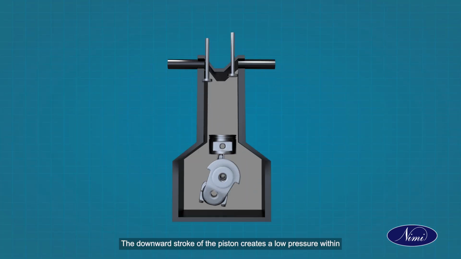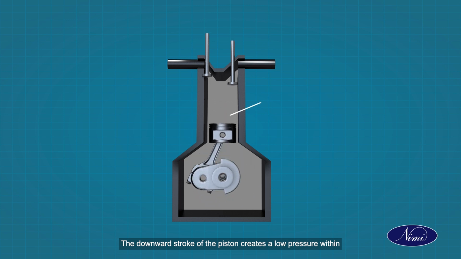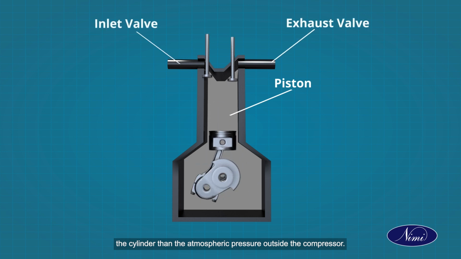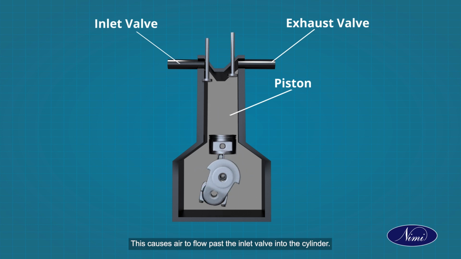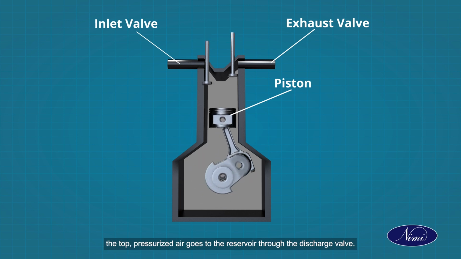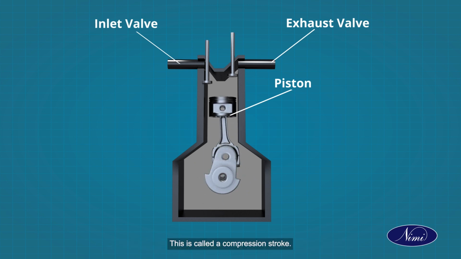Intake stroke. The downward stroke of the piston creates a lower pressure within the cylinder than the atmospheric pressure outside the compressor. This causes air to flow past the inlet valve into the cylinder. As the piston moves up, it compresses air. Pressure keeps the inlet valve closed, and when the piston reaches the top, pressurized air goes to the reservoir through the discharge valve. This is called a compression stroke.